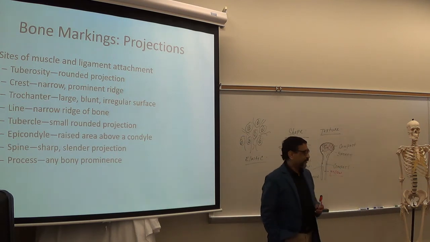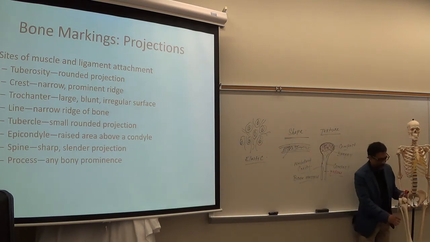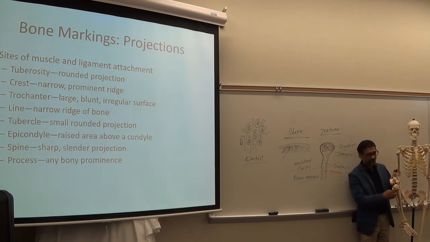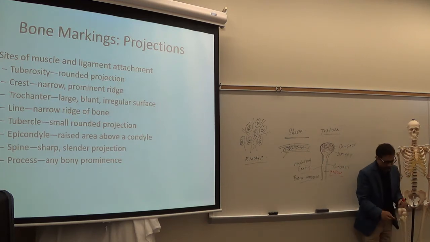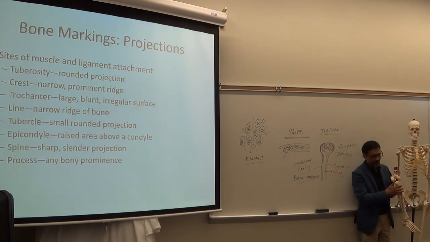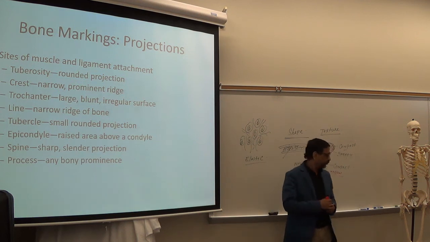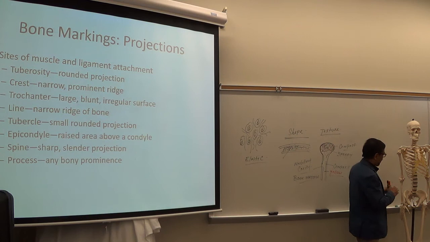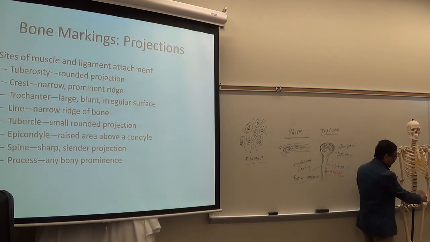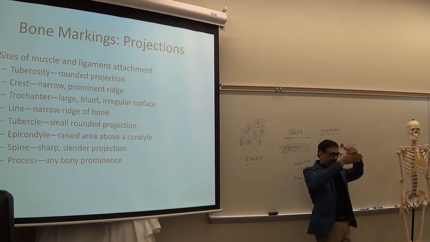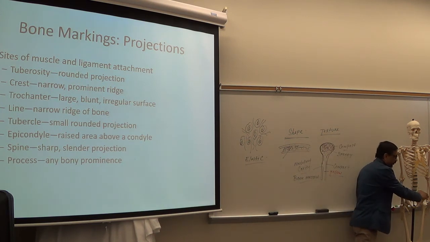Tuberosity. You must remember, you have seen a few tuberosities. For example, this one, tibial tuberosity. Remember that? Ischial tuberosity. So these are kind of round structures. Not exactly round, okay? But kind of elevated round structures. And you know the patellar ligament, right? It gets attached here. So that is for a ligament. Crest, a narrow prominent ridge. This is the iliac crest. It usually refers to the top part of the bone. So the iliac crest. You have seen that.